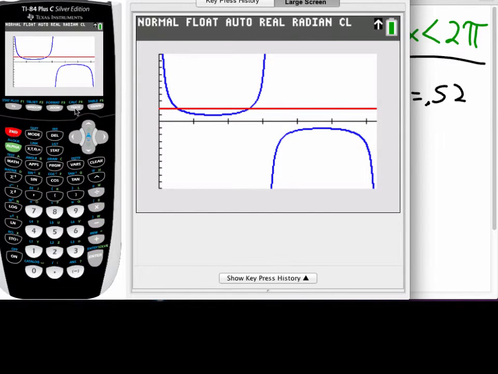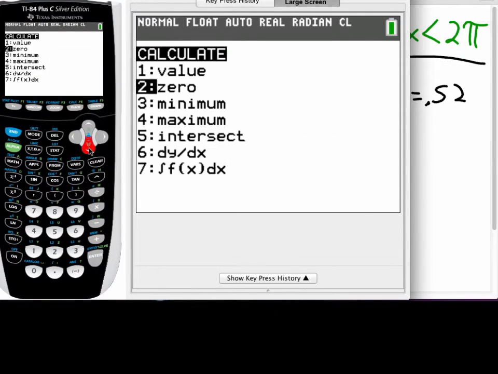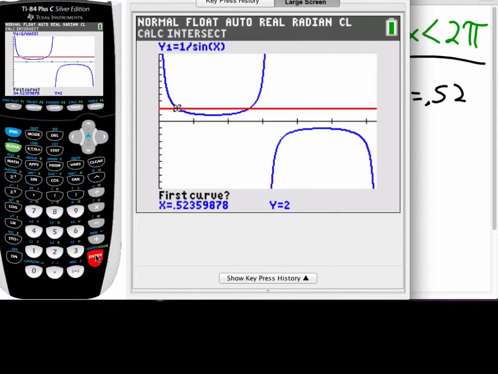Now let's try to find the other intersection. Boom, 0.52.